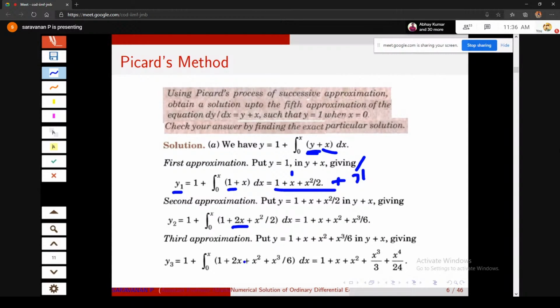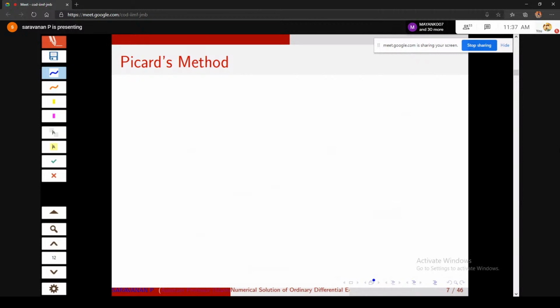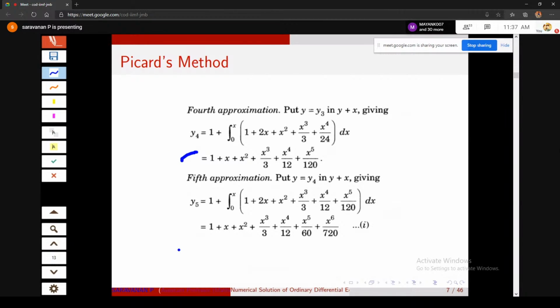Similarly, in place of y, you have to substitute y2. y2 plus x. So this plus x. So you'll get x plus x, 2x. Then integrate. Then you compute and then find the third, fourth and fifth approximation. Fourth and fifth approximation, you stop up to this. This is a numerical solution.